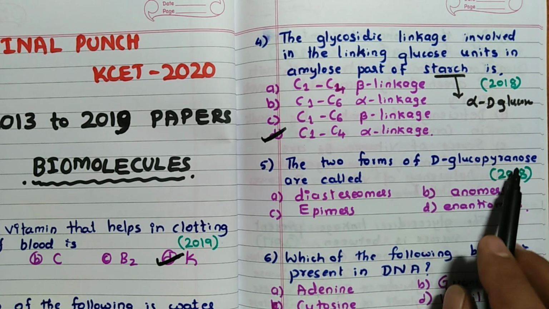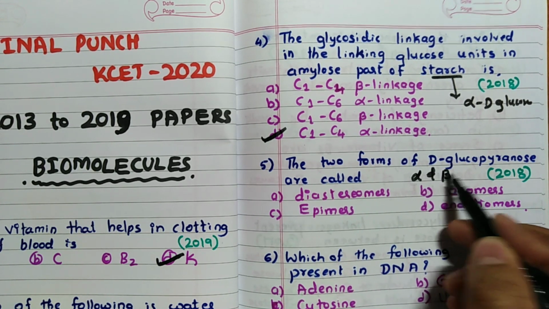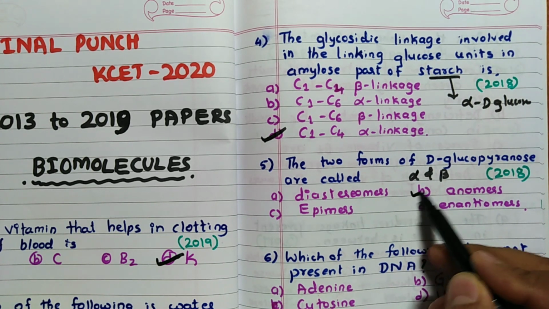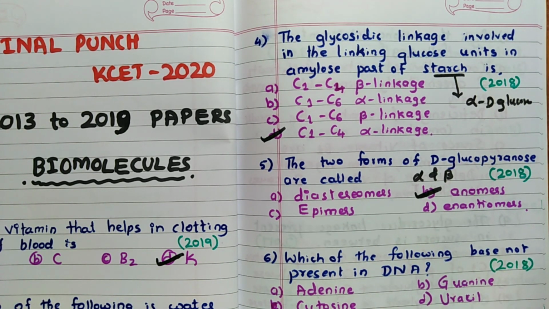The two forms of D-glucopyranose are called, two forms meaning alpha and beta form. Remember, alpha and beta forms differ at the C1 carbon. If the C1 carbon configuration is changed, we call them, remember, anomers. So for the fifth one, the answer is B.